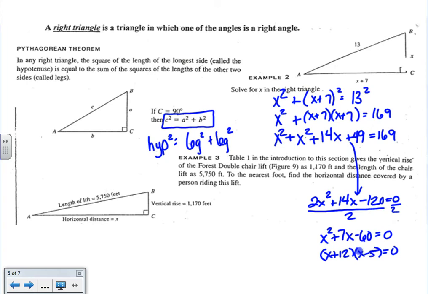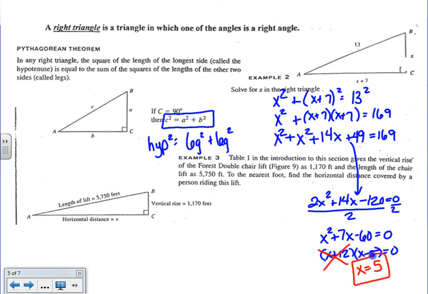So notice, if I tried to solve these, x plus 12 is going to result in a negative answer, so I'm going to go ahead and cross that off because I know this is supposed to be the length of a side of a triangle, and there's no way it's going to be a negative 12. So my answer here is that x must equal 5. And all they wanted us to do in this problem was solve for x, and that is the answer.